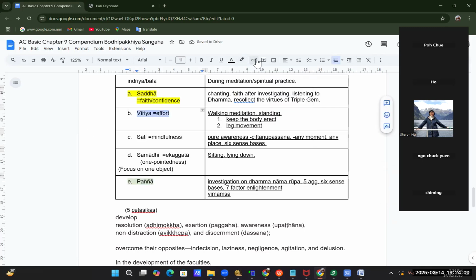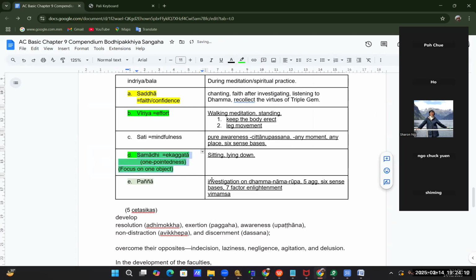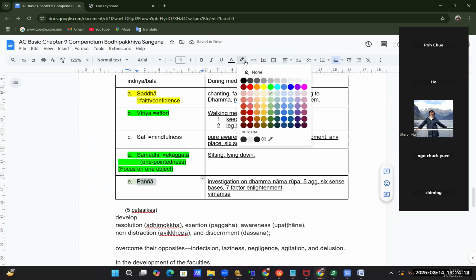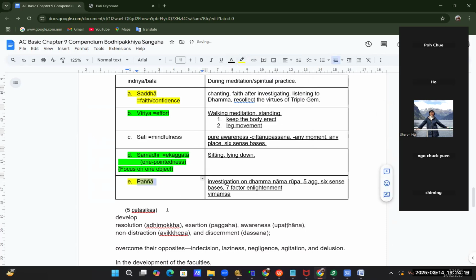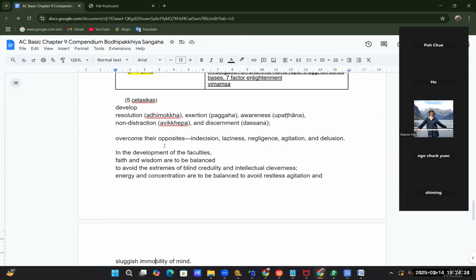And effort and then the samadhi need to be balanced. So faith and wisdom, panya, need to be balanced. And then effort and samadhi need to be balanced.